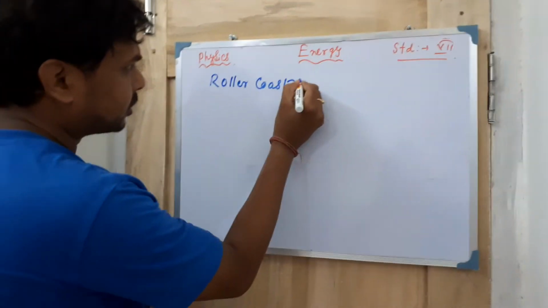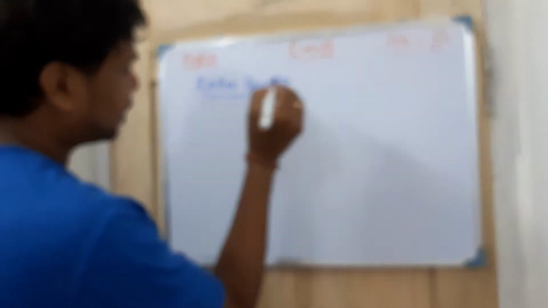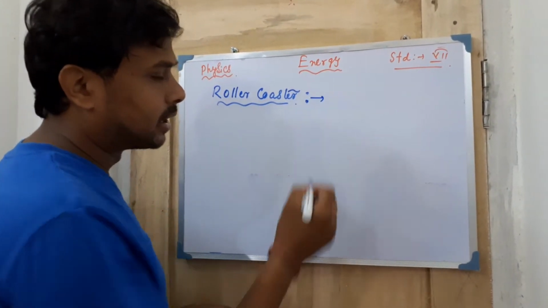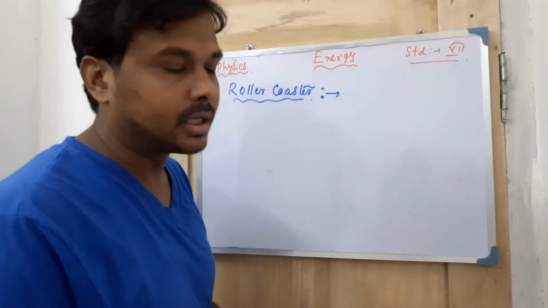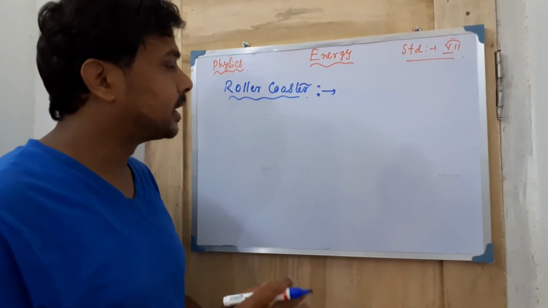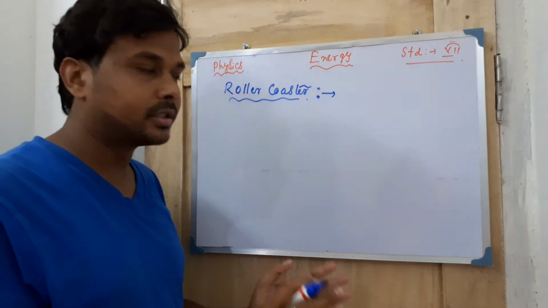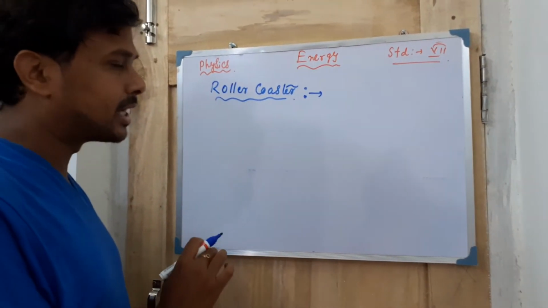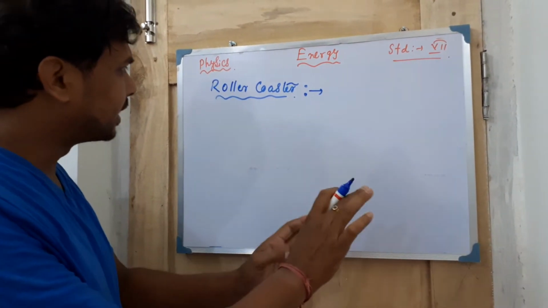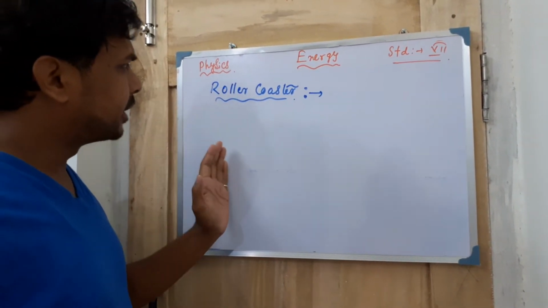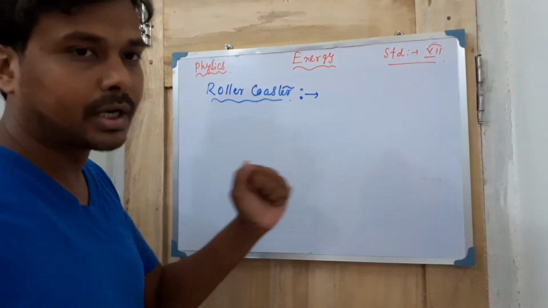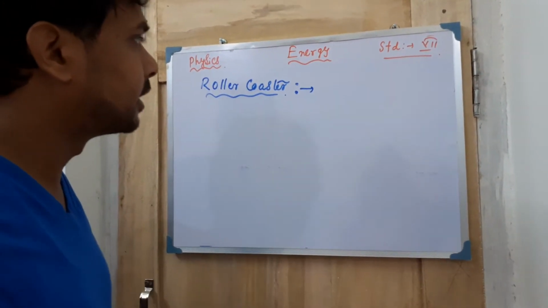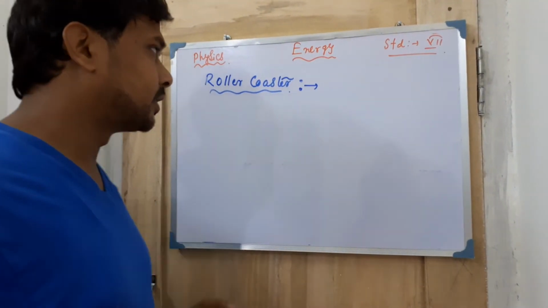Okay. So when you talk about the roller coaster, this is one type of thing where you get the conversion of energy, that means kinetic energy to potential energy and potential energy to kinetic energy also. How does this happen while something is rolling, going up the uphills and down the downhills? How this conversion of kinetic and potential energy takes place, that I will discuss today.